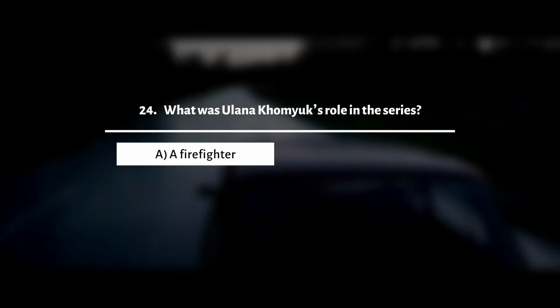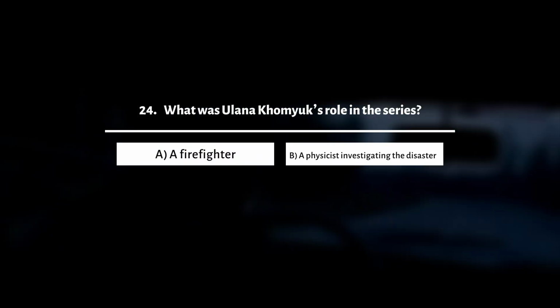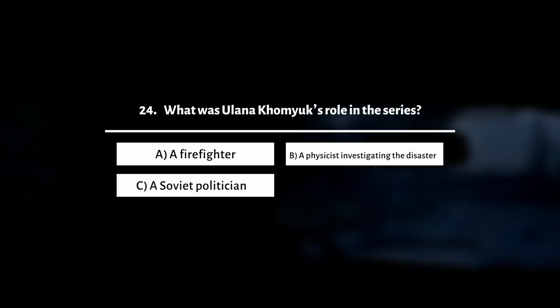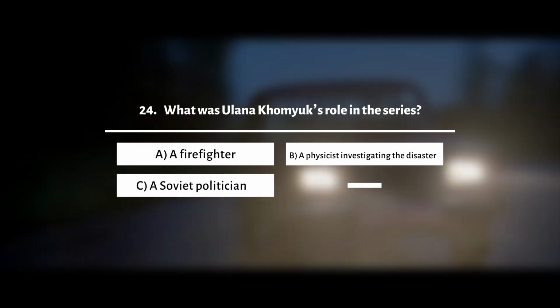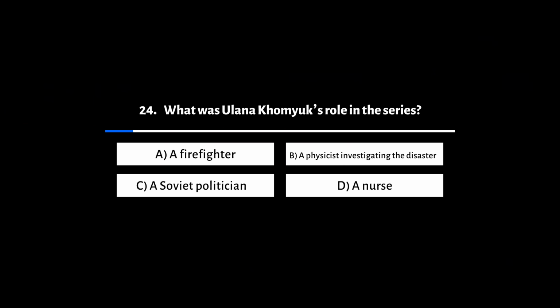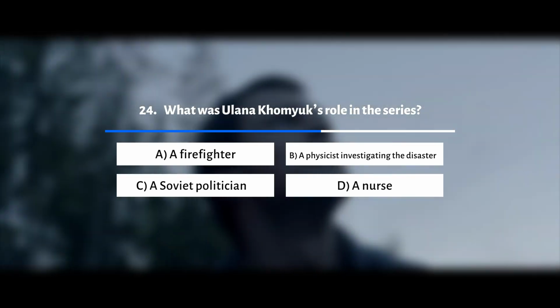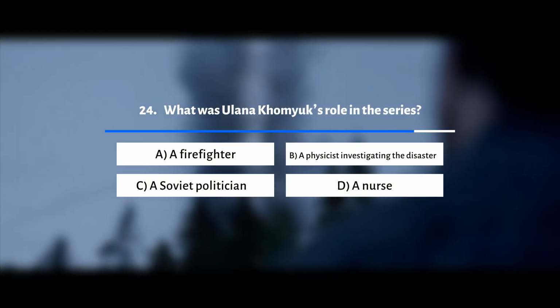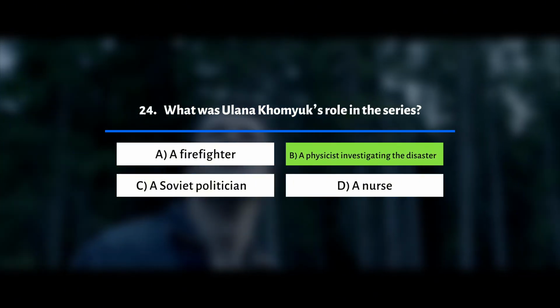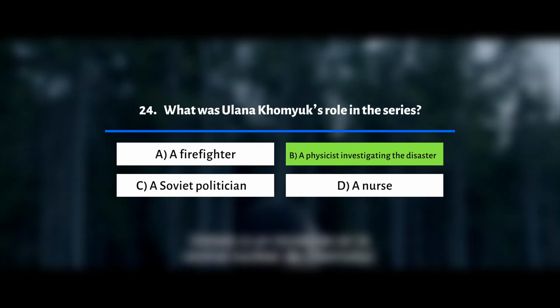A. A firefighter. B. A physicist investigating the disaster. C. A Soviet politician. D. A nurse. Correct answer, a physicist investigating the disaster. 25. What was the main reason Soviet officials downplayed the disaster initially?